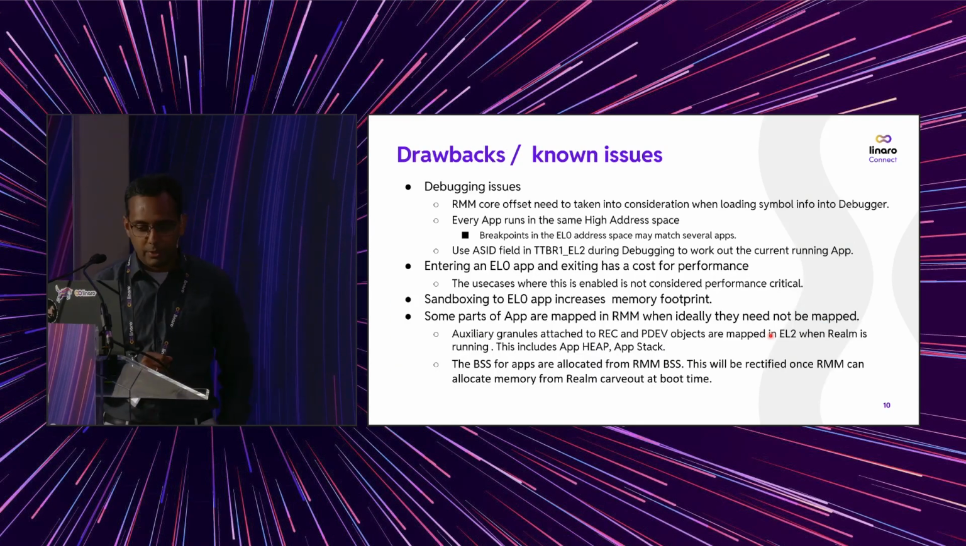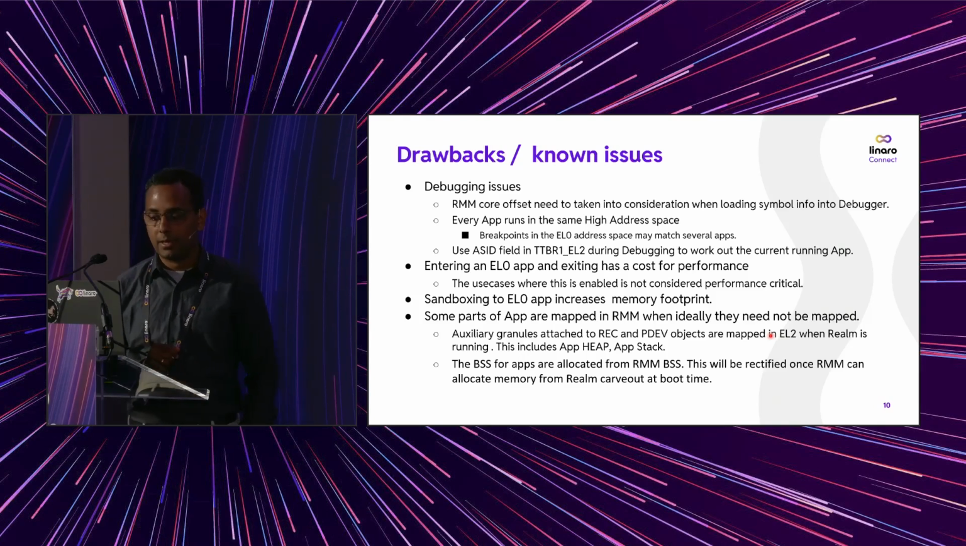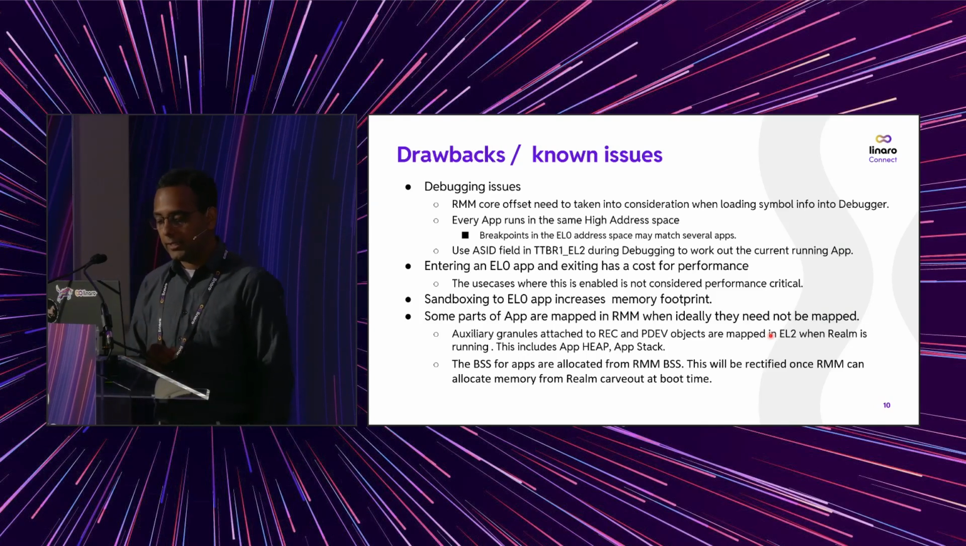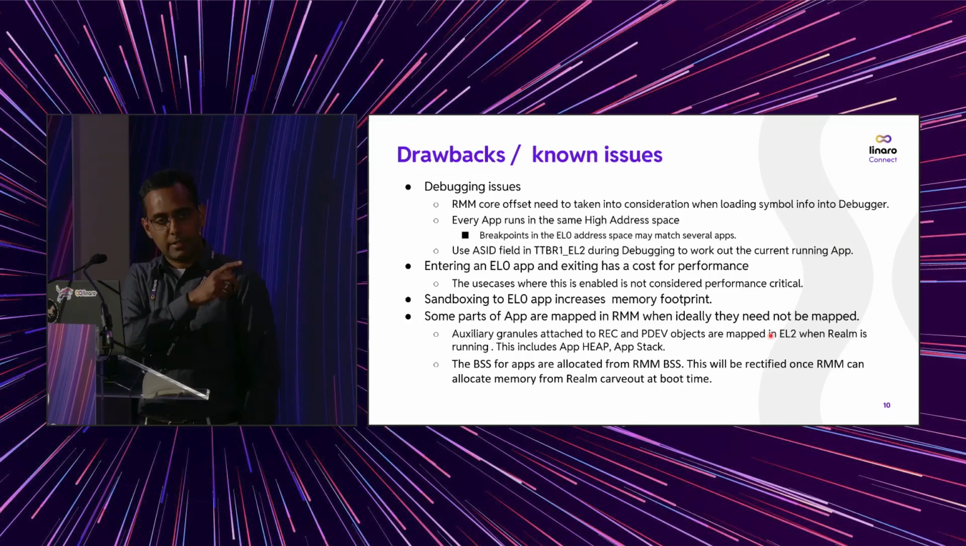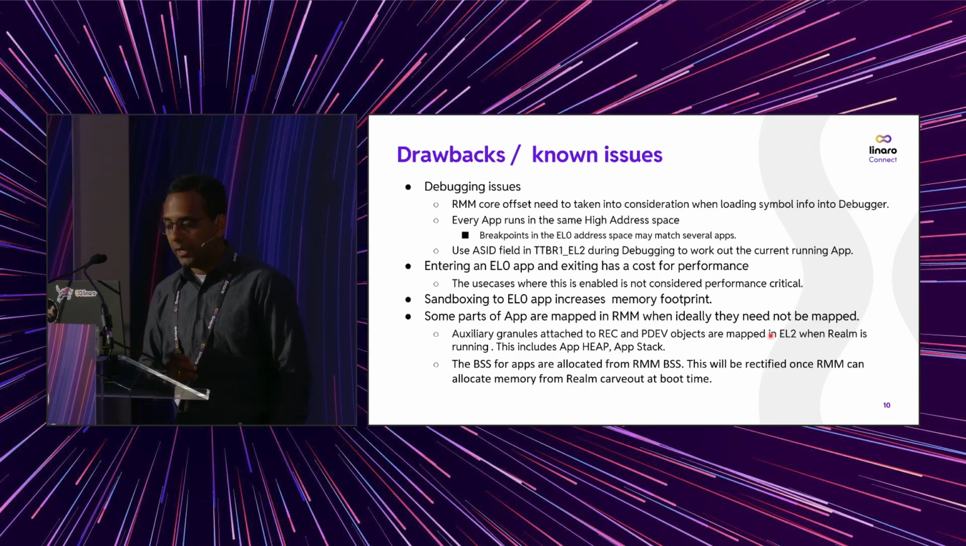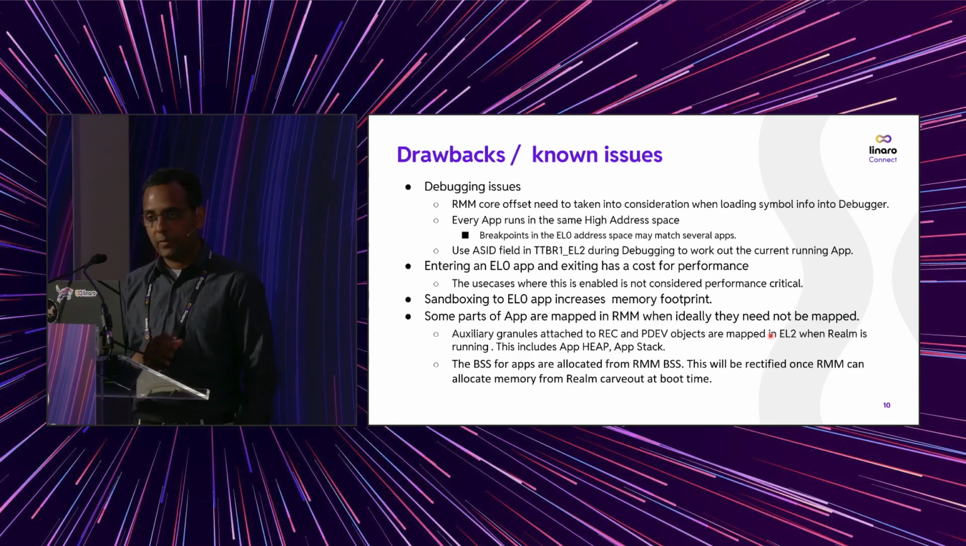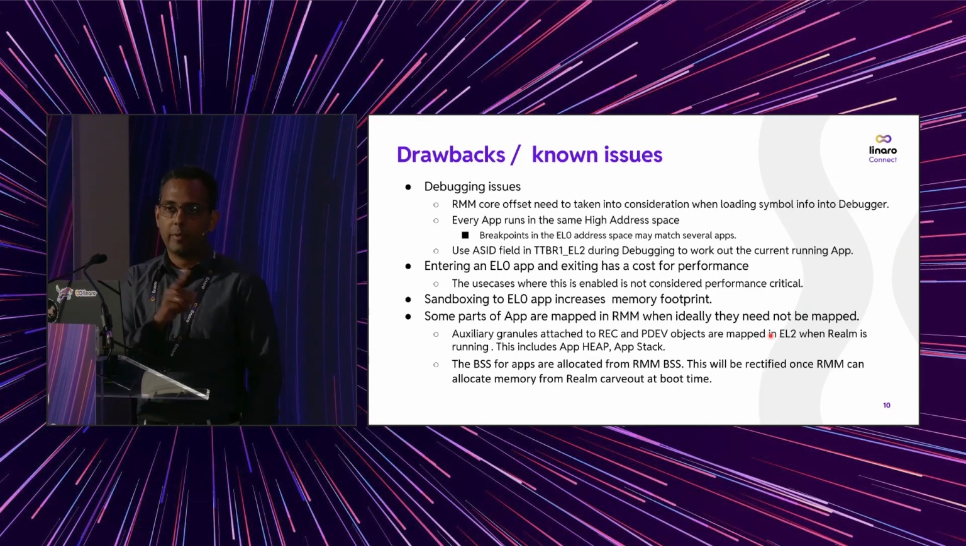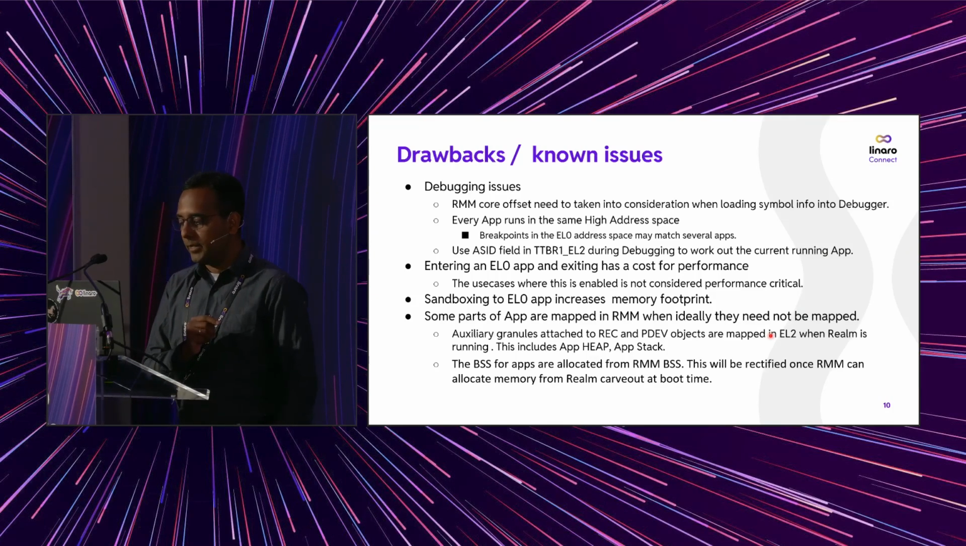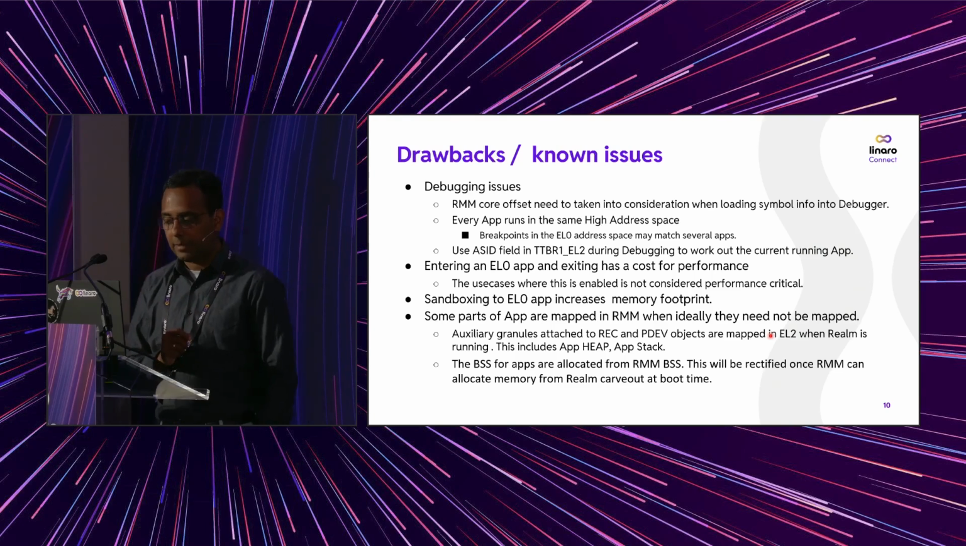Now, there are some drawbacks. Debugging becomes a bit harder. The first thing to take into consideration is that the RMM core is not at the load address of the RMM image. There's an offset, because, as I mentioned, the apps are packaged initially, and then the RMM core is at an offset. And every app is running in the same high VA address space, which means if you put a breakpoint in the EL0 app, it may match several other apps because all of them have the same VA. So it makes debugging the apps a bit harder.